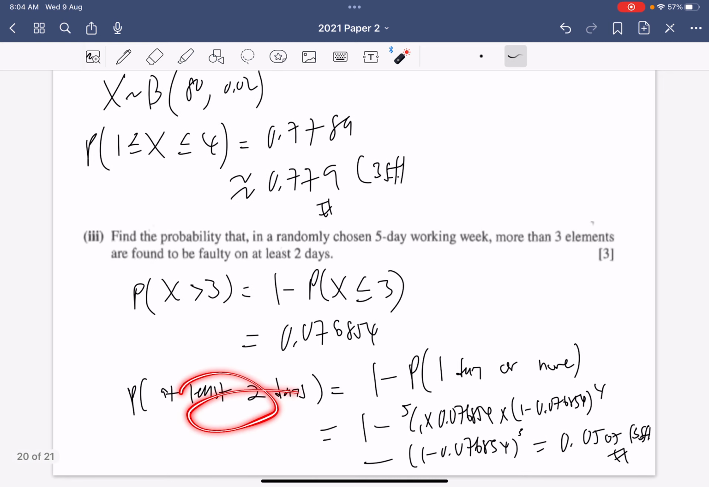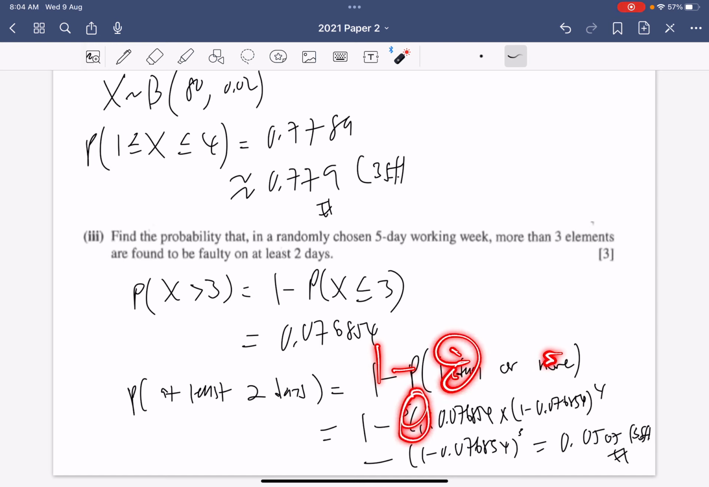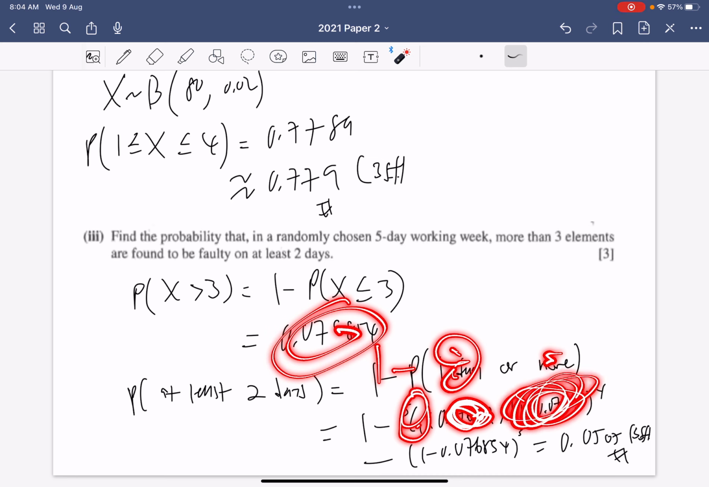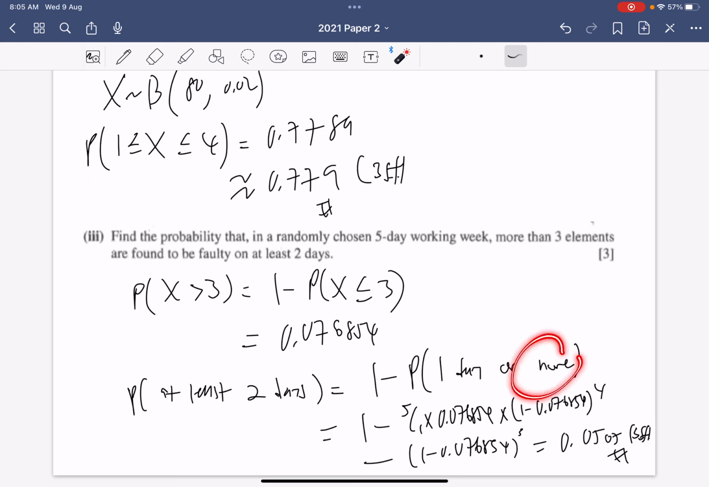Now the probability that at least 2 of the days occur like this is 1 minus 1 day or none. So the first one is 1 day, so you just choose 1 times the probability this occurred 1 time, and then times 1 minus that to the power 4, minus none of them occurring, so this whole thing to the power 5. And you'll get the answer.